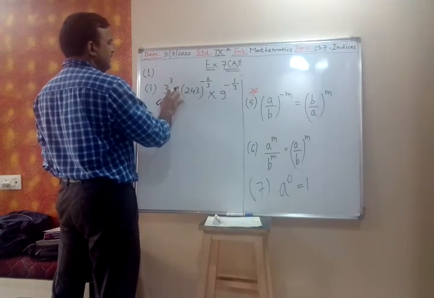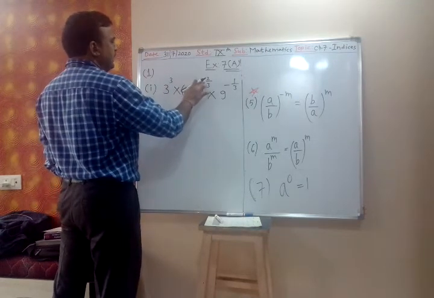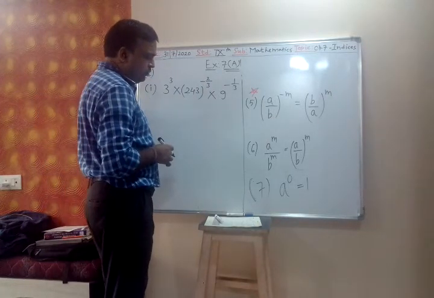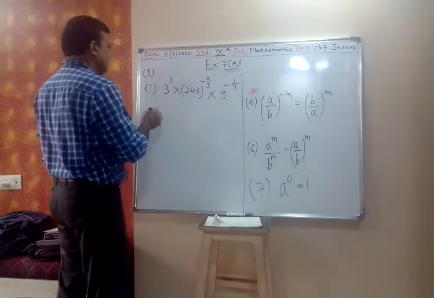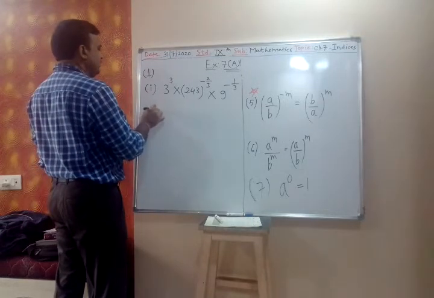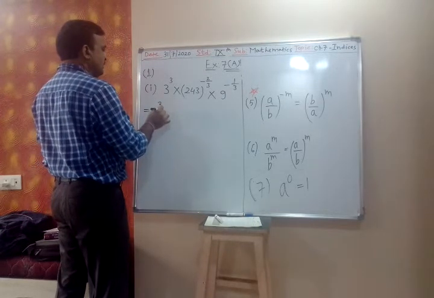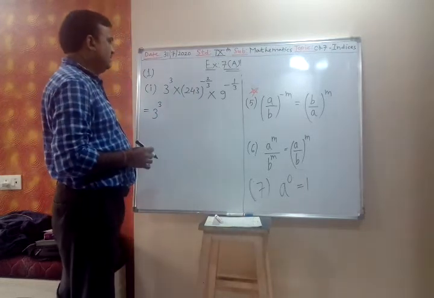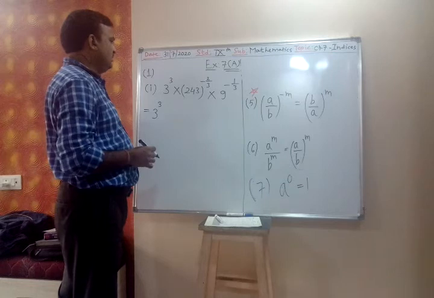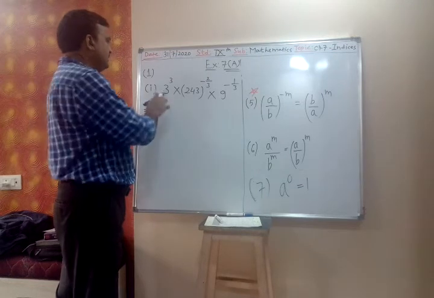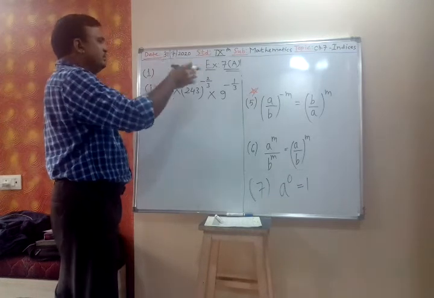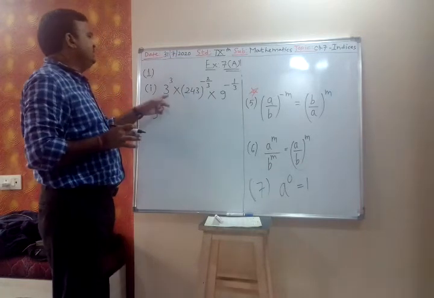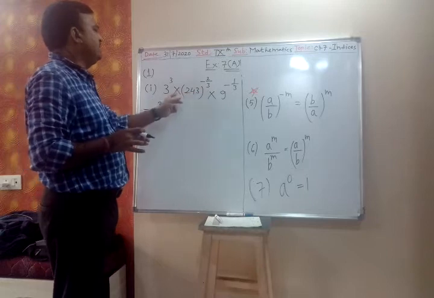3 raised to 3 into 243 raised to minus 2 by 3, into 9 raised to minus 1 by 3. First I will convert all this in the form of power 3.